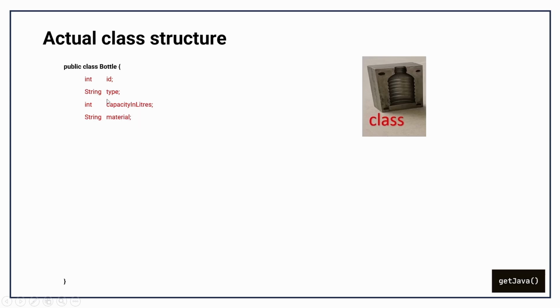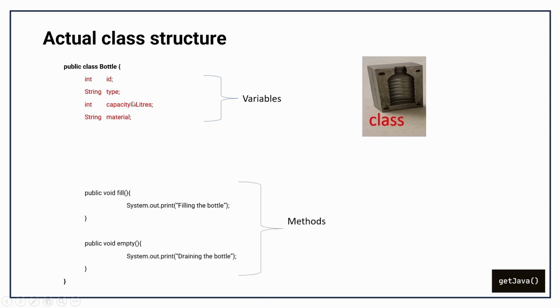So these are called variables or data members. They will be used to store data. Yeah, so they are variables. Now let's see methods. So these are methods. As I said, it will be used to write the logic. So we have two methods, public void fill and public void empty. What is the meaning of this public void we will see later in the upcoming videos.